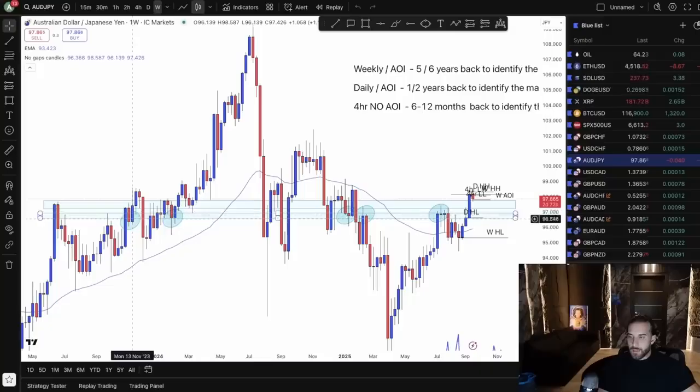I like this elbow. I like this elbow. I like this. I like this. And I like this. Very clean break, retest, sell, rejection, sell. Cool. So that's area of interest 2. Not bad. So we have a weekly second area of interest.